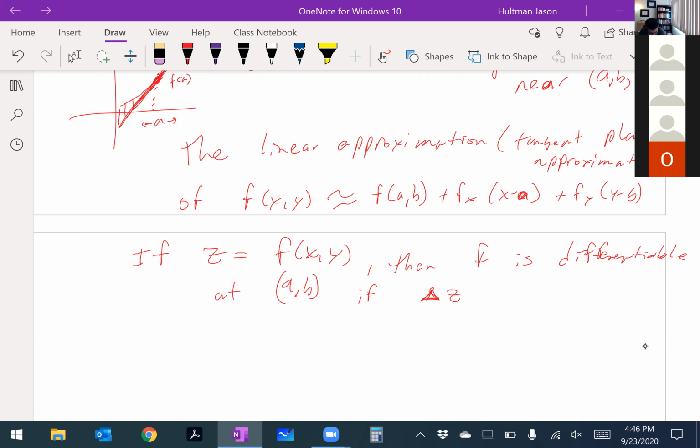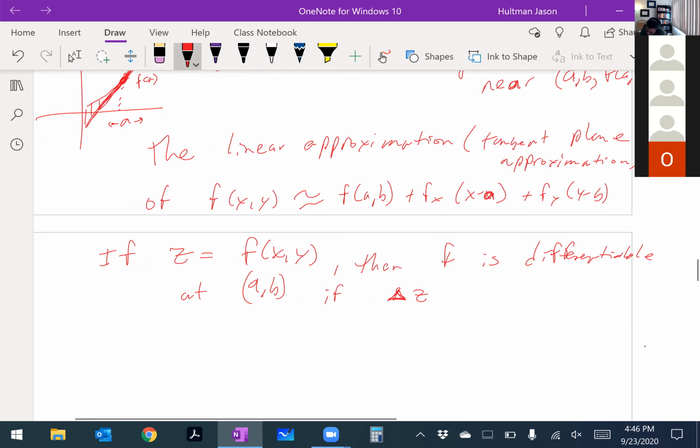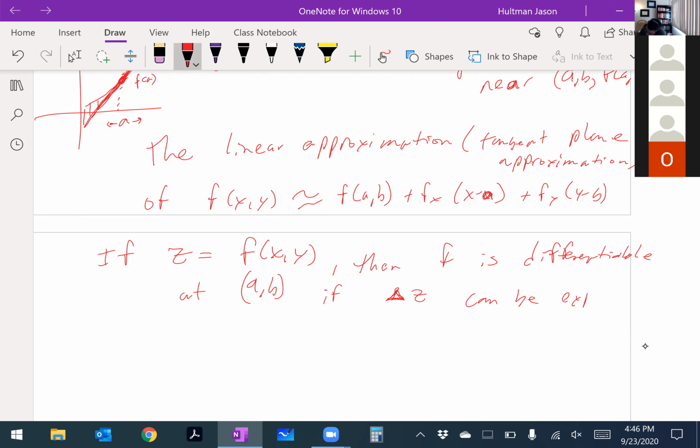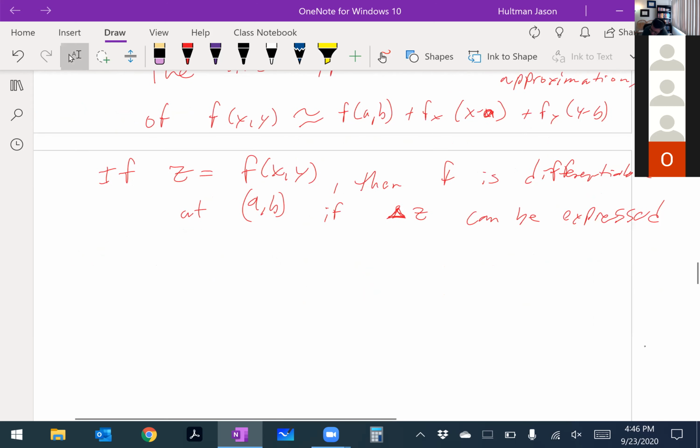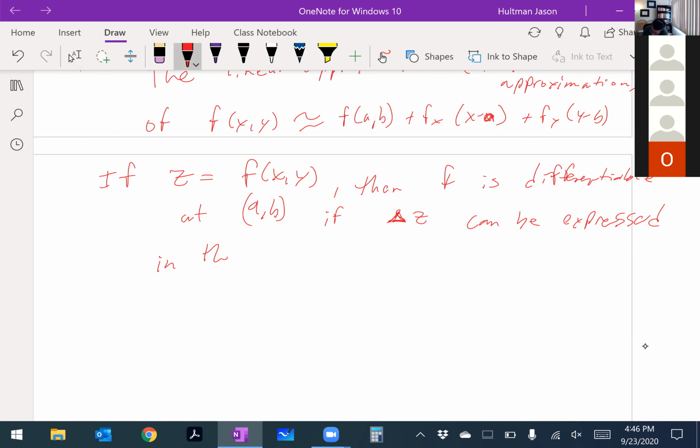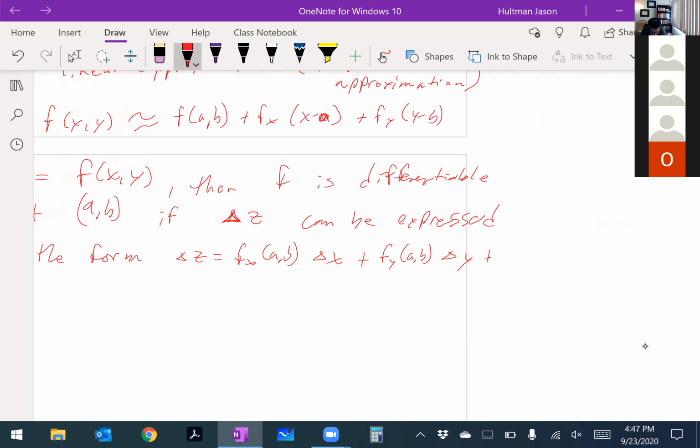Okay, if f is differentiable at (a, b), if delta z can be expressed in the form delta z equals f sub x evaluated at (a, b) times delta x, that's the change in x, plus f sub y evaluated at (a, b) times delta y, the change in y, plus some epsilon 1 delta x plus epsilon 2 delta y.